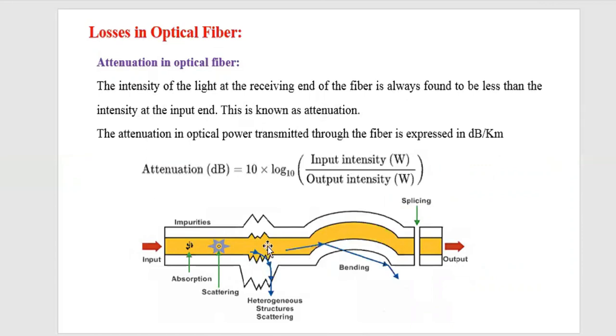Attenuation is measured in decibel per kilometer and it is given by the formula 10 log base 10 of input intensity by output intensity. So the losses in these optical fibers are observed as absorption losses, scattering losses, or bending losses. Let's see them one by one in detail.